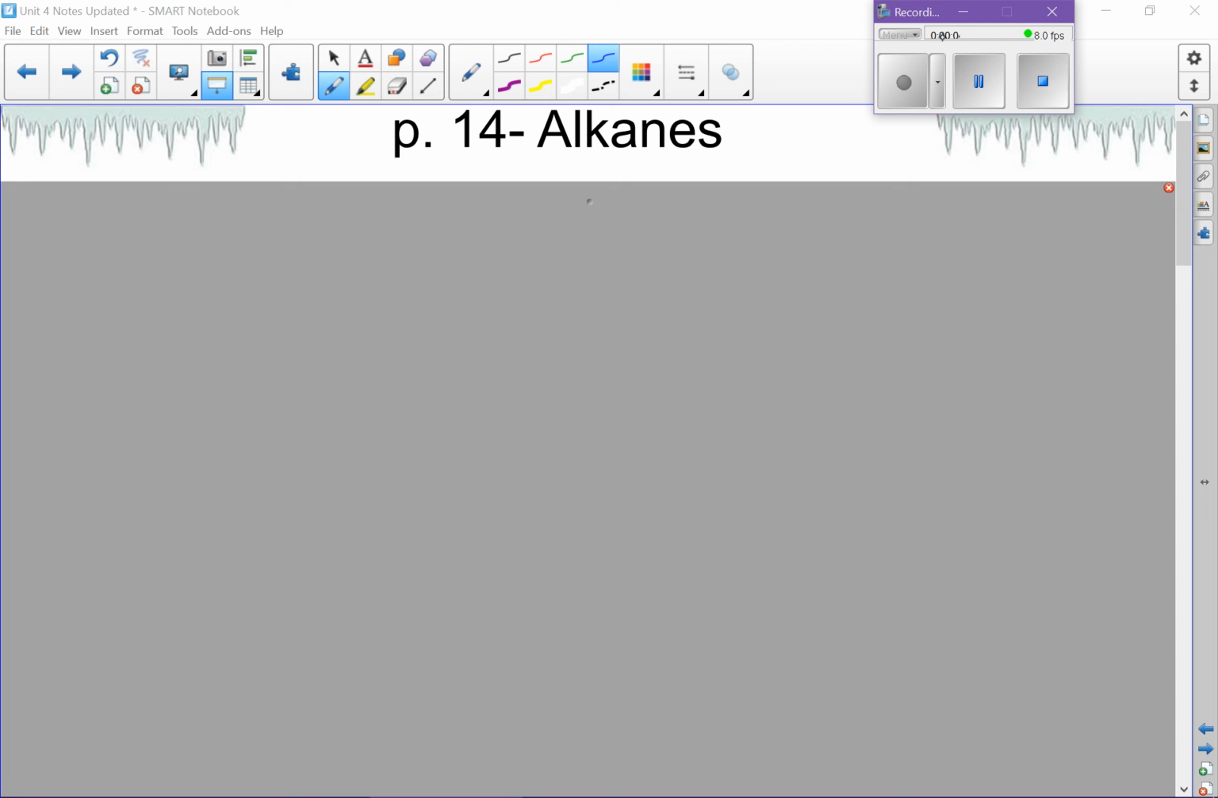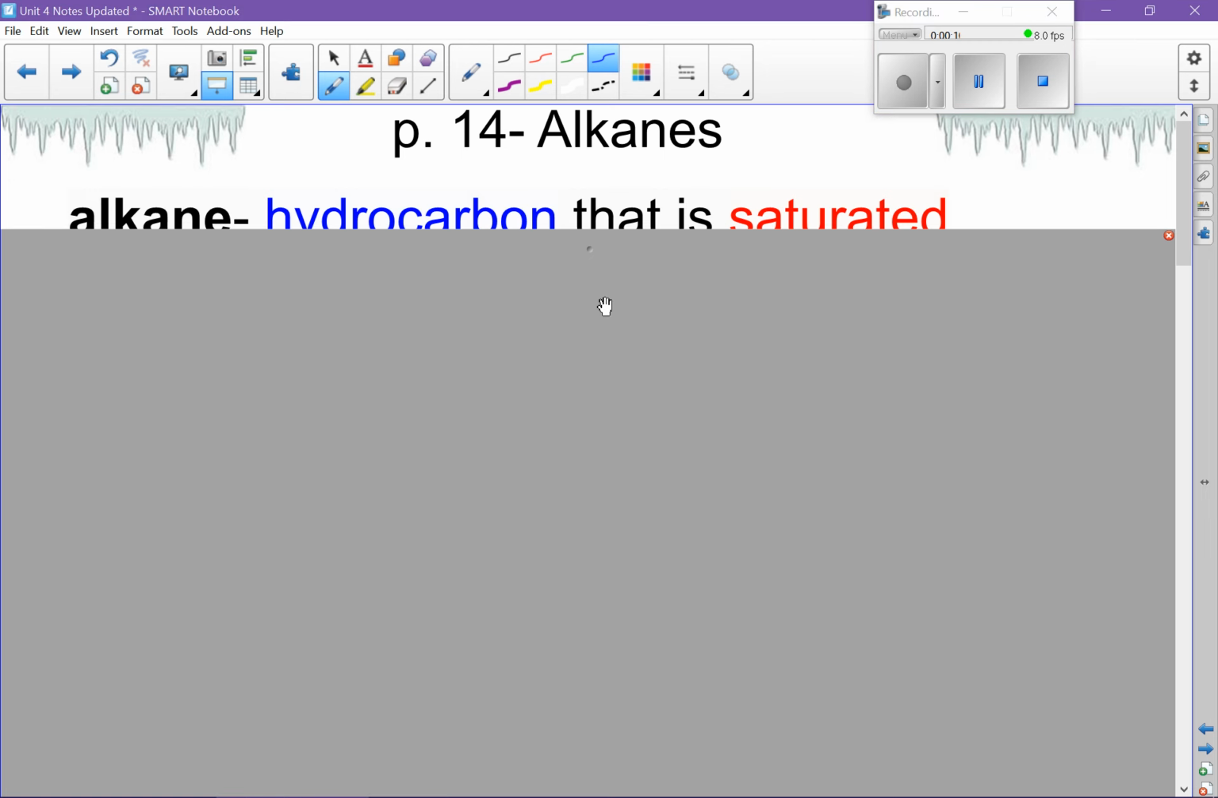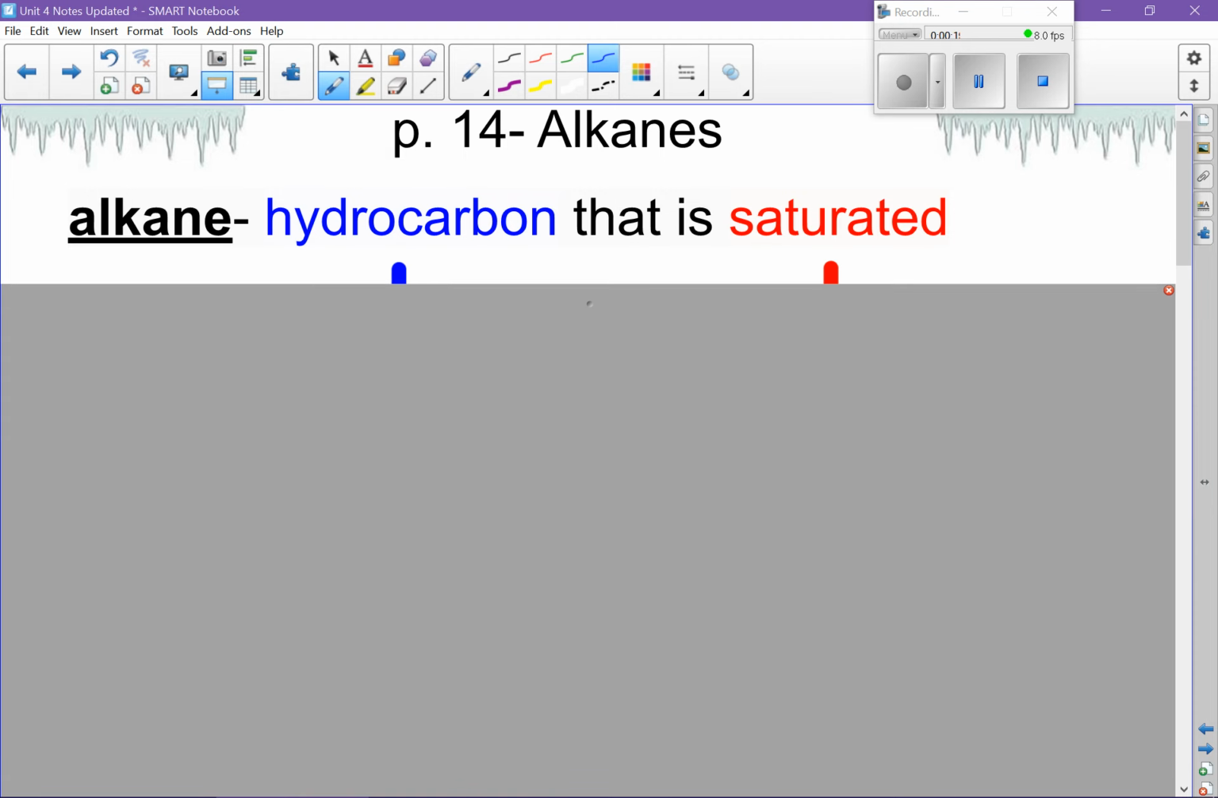Guys, today you're going to learn about something called an alkane, and this is an organic compound. So if you think back, organic means it has carbon and hydrogen. So an alkane is a hydrocarbon that is saturated. Those are the two words that are important.